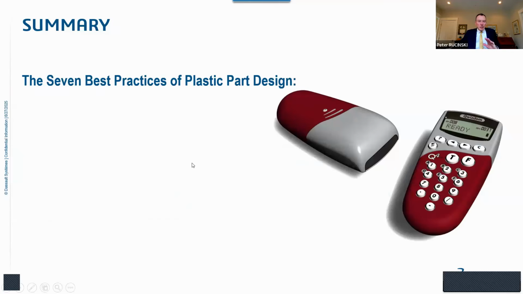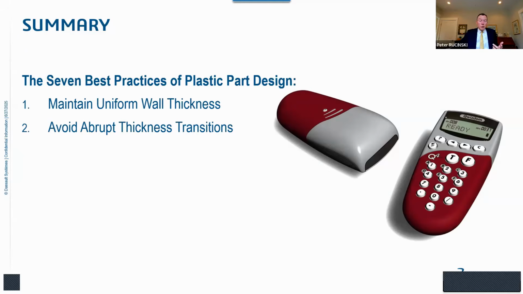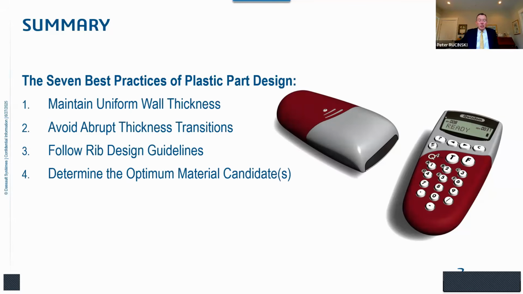To summarize all this, don't forget about the 7 best practices of plastics part design. Try to maintain uniform wall thickness when and if possible. If you cannot maintain uniform wall thickness, if you have to have a mix of thin and thick sections, try to avoid abrupt transitions between thin and thick and vice versa. Follow those rib design guidelines. Number 1, the base of your ribs should be about 50 to 80% of your nominal wall thickness. Determine the optimal material candidates. Sometimes, again, you might only have to change the material to get your molds to fill and pack properly.